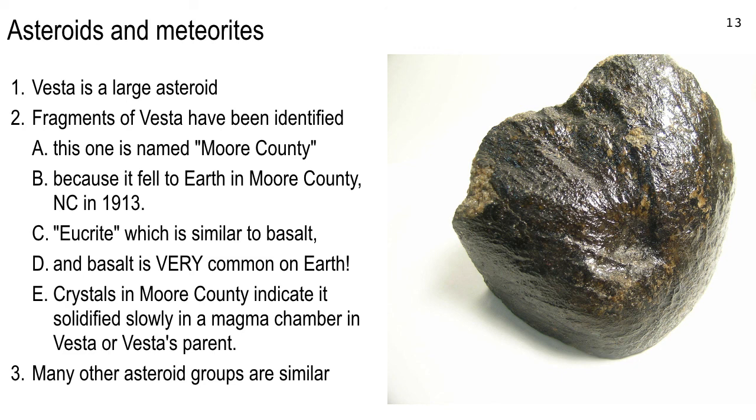Anyway, so this is Moore County, and it's up there in Moore County. They have a museum just for this meteorite. It's pretty cool. I'm going to have to go up there on a field trip once. Eucrite, that's a fancy mineral name. It's similar to basalt. Basalt's very common on Earth. It's the rock that underlies most of the ocean floor. And we see basalt in some rock formations here in the continent as well. But definitely very common on Earth.